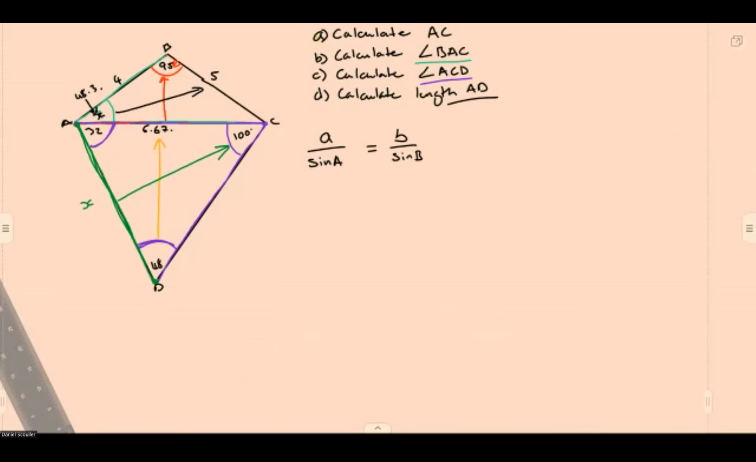I'm going to find an unknown side, so one of my small letters will be my unknown. In this case, we'll make it a. Then it'll be a over the sine of the angle across from it, sine 100, is equal to b, 6.67, over the angle across from it, sine 48. We don't need the c over sine C part. We only need to use two parts, as long as the length is across from the angle. Rearrange that and put that in your calculator.